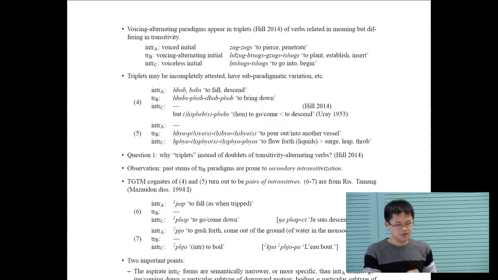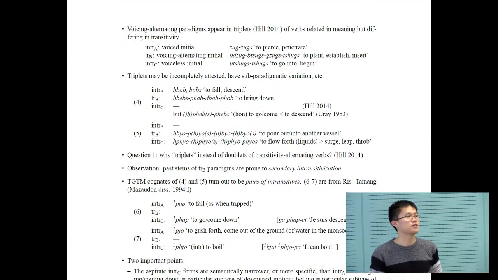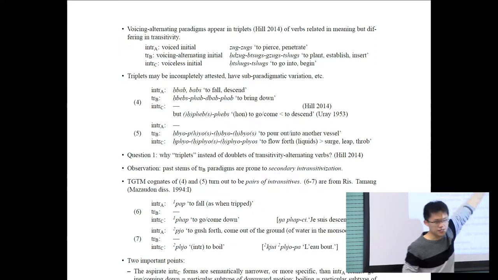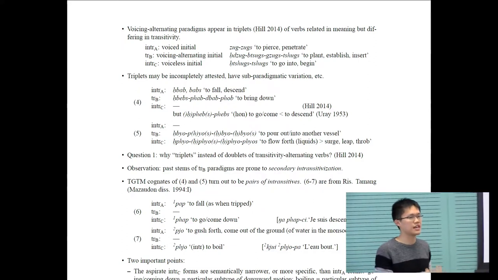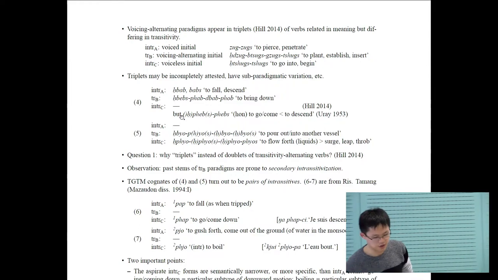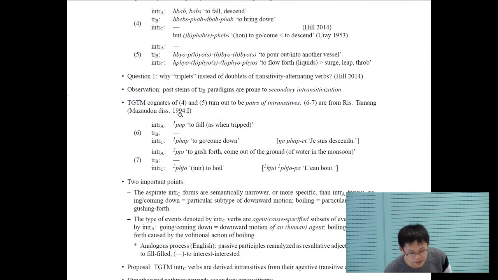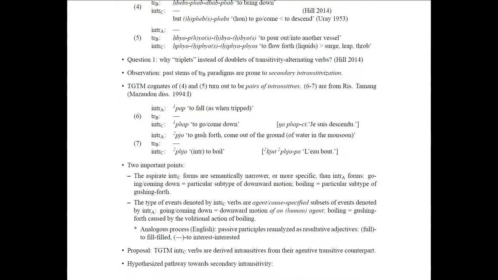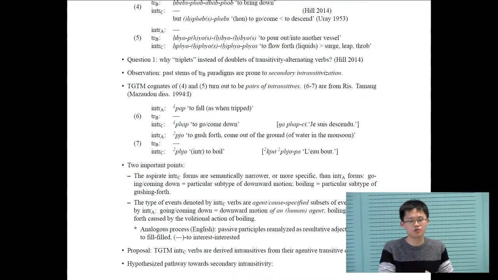Now, two questions. First, why triplets instead of doublets? And second, why do these C intransitives have a voiceless onset that we only see in a subset of transitive paradigmatic forms? I'm going to try to answer each question in turn. First question: why triplets instead of doublets? Here's an observation from Tamangic. The observation is that past stems of transitive B paradigms are prone to what I call secondary intransitivization. This is something that I see transparently in TGTM.